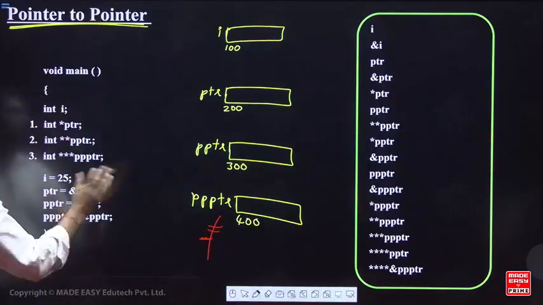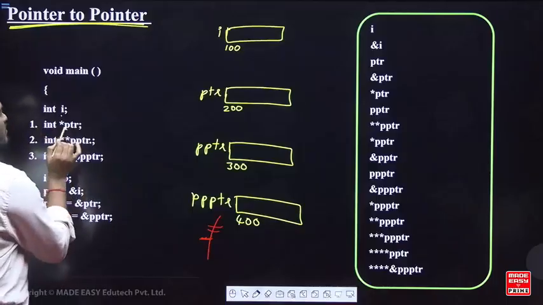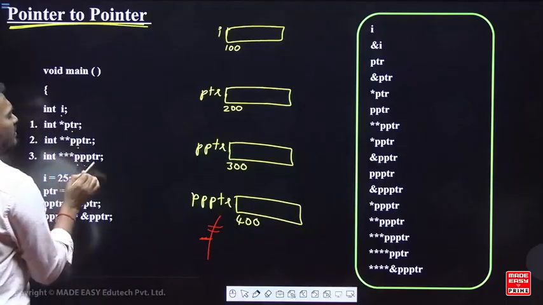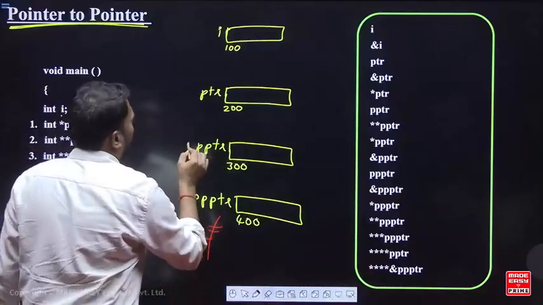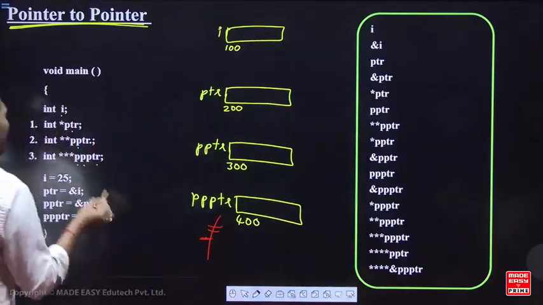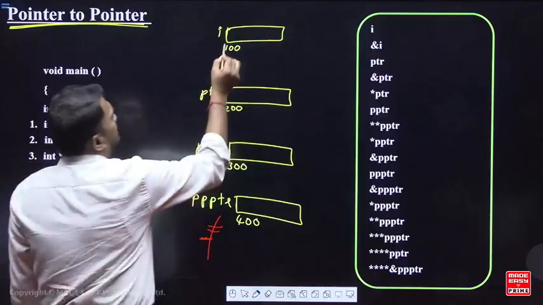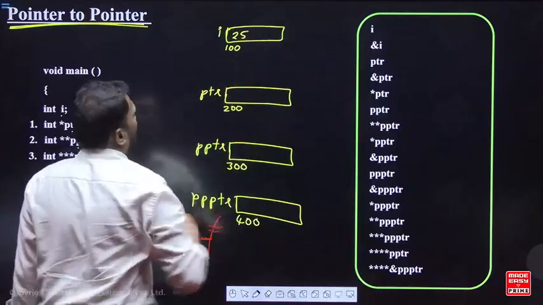So I am just writing only the variables. Look at here: I, PTR, PPTR. I have just written the variables there, right. And next, I equal to 25. So it is an integer variable, and this value is 25.